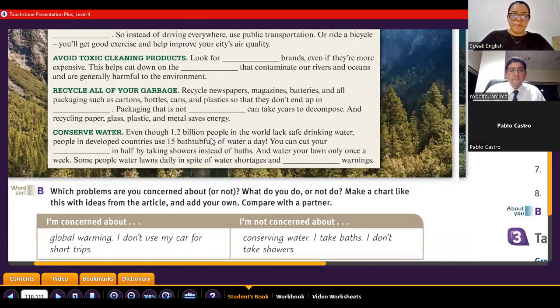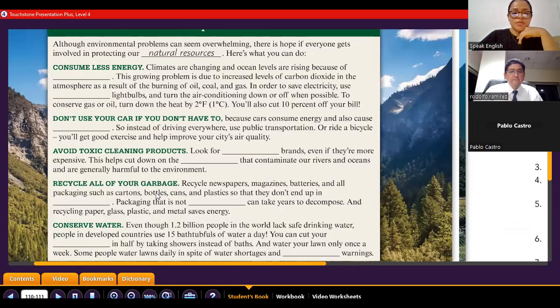And also the maintenance of your car, right? Because, for example, buses, when they don't have good maintenance, oh my goodness, we have a lot of air pollution because of them, right? Yes, it is. Now, let's answer these questions. Which of these activities are you concerned about? The usage of energy, the use of a car, toxic cleaning products, garbage recycling, or water. Which of these topics are you concerned about?